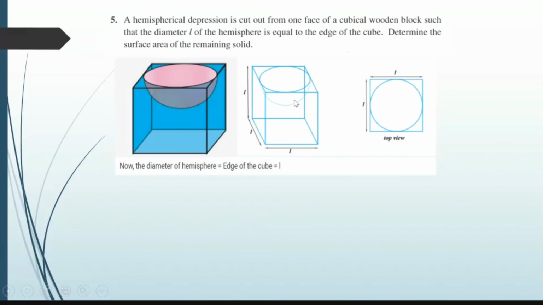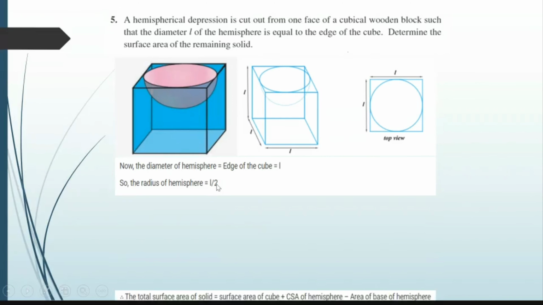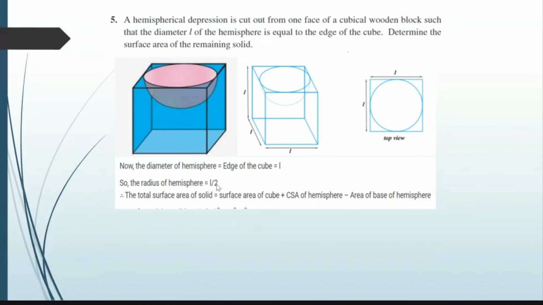So if you think of it, the diameter of the hemisphere is equal to the edge of the cube L, then the radius of the hemisphere comes out to be L upon 2. If the diameter is L, then the radius becomes L upon 2. The side of the cube is equal to L. You know that the total surface area of the solid will be equal to the surface area of the cube plus the curved surface area of the hemisphere, but minus the area of the base of the hemisphere.